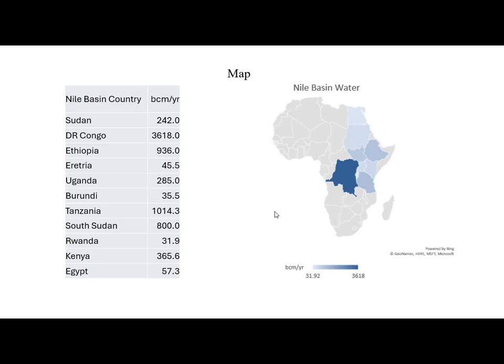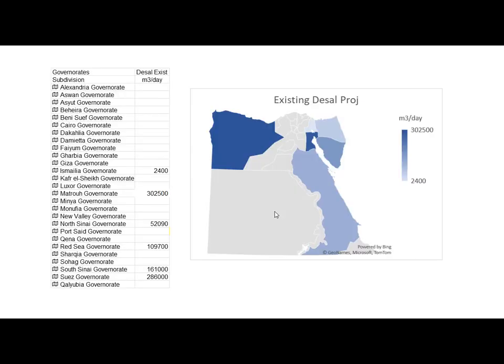And then we can plot the map and see that DRC, Democratic Republic of Congo, is the largest country that has water in the Nile Basin. It has 3,618 billion cubic meters per year.